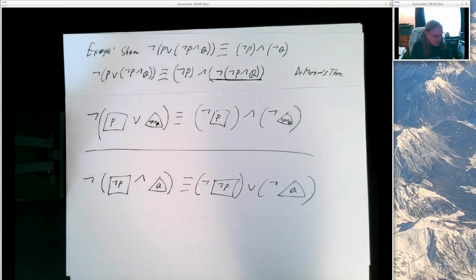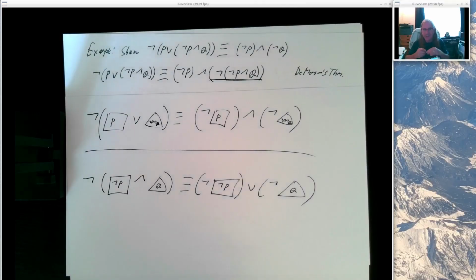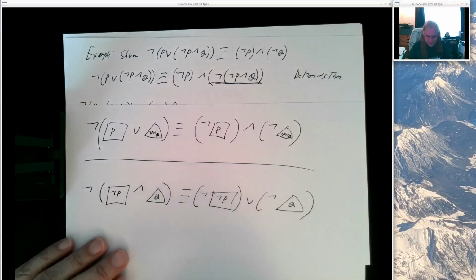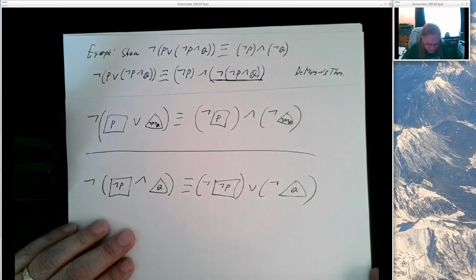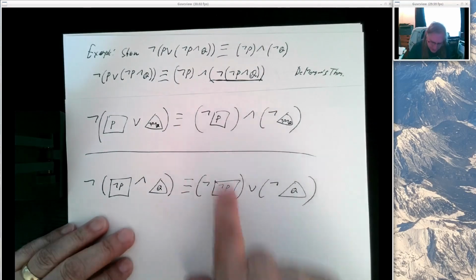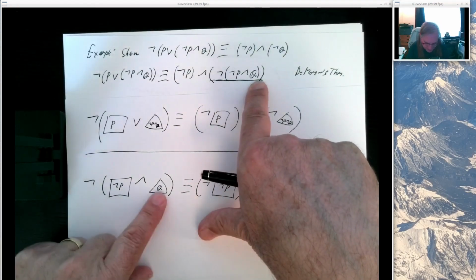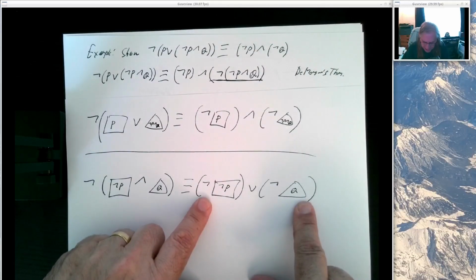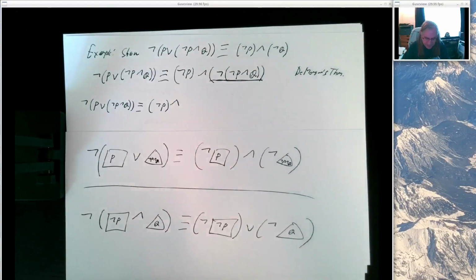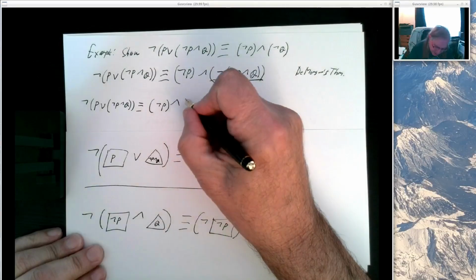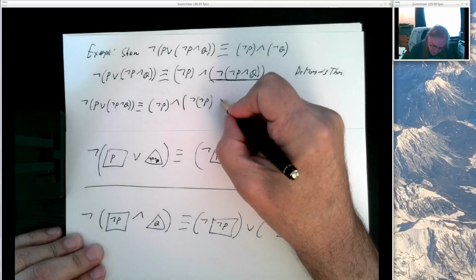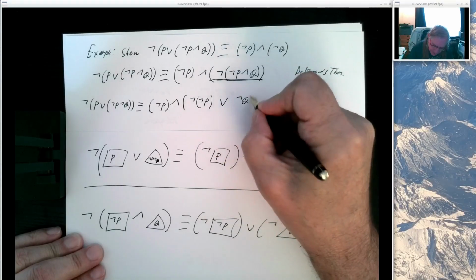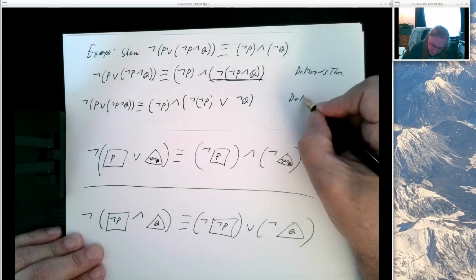Now you don't need to use the boxes and triangles once you get what's going on here. This is just a way to take De Morgan's theorem and see how to apply it to something that doesn't look like, for example, not P and Q. So De Morgan's theorem tells me that this thing, not P and Q, is equivalent to this thing, not P or not Q. So I'm going to replace that over here. This is not P or not Q. And that's De Morgan's theorem.